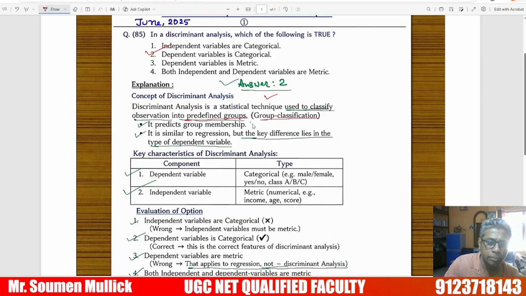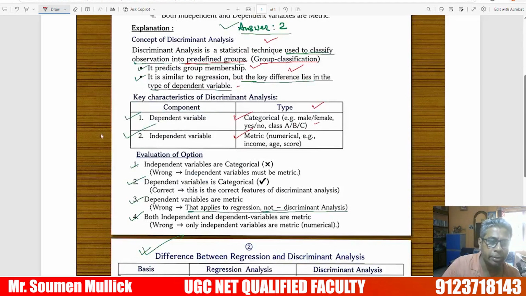It predicts the group membership and it is similar to regression. This is why this one is very important. Discriminant analysis is also similar to regression, but the difference lies in the type of dependent variable. The dependent variable in the case of discriminant analysis is categorical. Categorical means male, female, yes, no, or A, B, C, like this. And the independent variable of discriminant analysis is a metric variable. Metric means numerical, in terms of age, income.